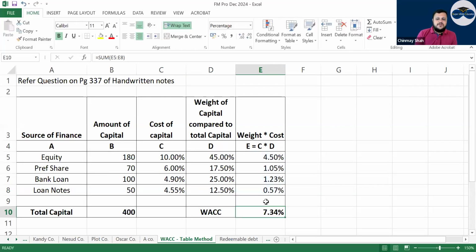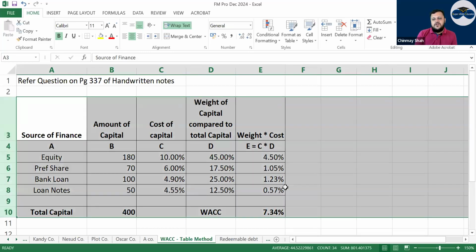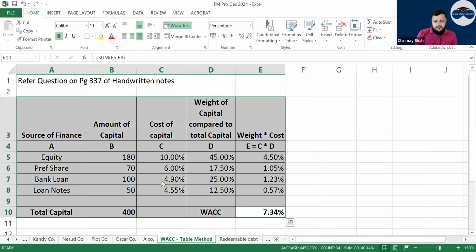You can do any question by this method. That is always better because with the formula method you tend to make a lot of mistakes. So follow the table method. It is always better. Correct.